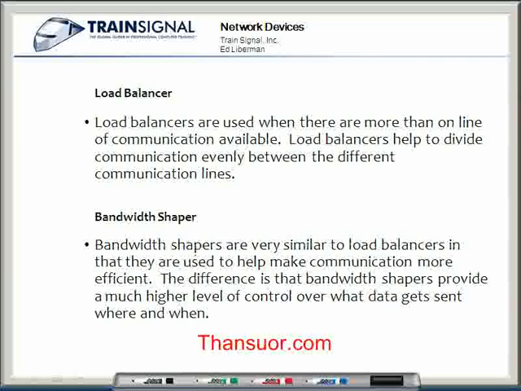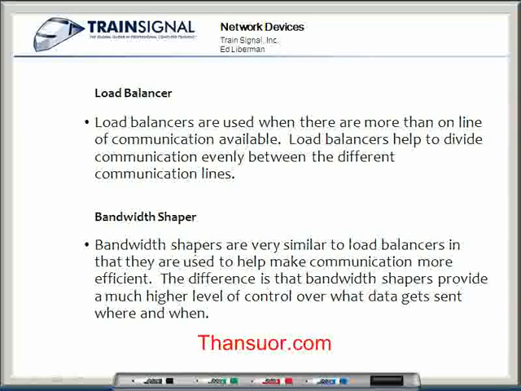It balances the load. Now a bandwidth shaper is the same thing in the sense that it's trying to make communication more efficient, but now you have a much higher level of control over specifically what data is going where and when. You can use a bandwidth shaper to limit the amount of data that goes through a certain connection during certain hours of the day, hold that information, send it off at a later time of the day. You can have much more control. Sometimes it's even called bandwidth throttling, where you can actually control specifically how much bandwidth is used for certain types of data on a certain line.